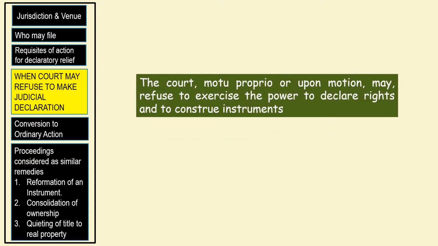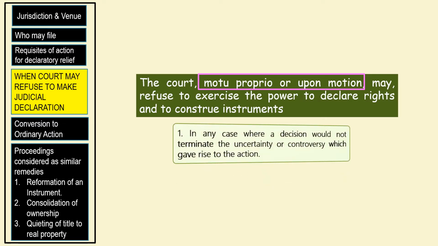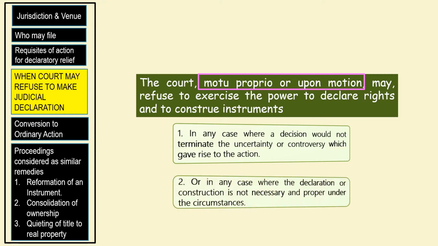Answer, yes. The court may refuse to exercise the power to declare rights and to construe instruments. Please take note that this power of the court may be exercised on its own or motu proprio or upon motion. So again, what are those instances wherein the court may refuse to exercise this power? Number 1 is if the court feels that even if there is a decision, still it would not terminate the uncertainty or controversy which gave rise to the action. Second, if the declaration or construction is not necessary and proper under the circumstances.